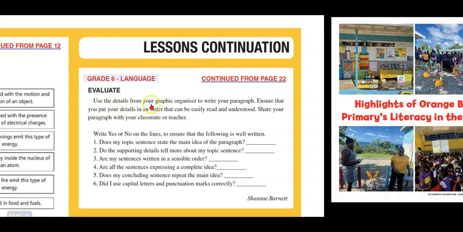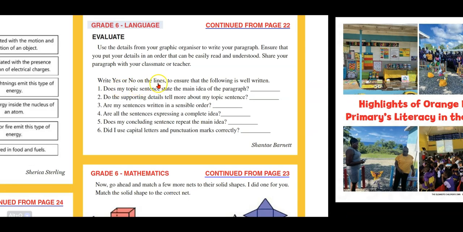Now, use the details from your graphic organizer to write your paragraph. Ensure that you put your details in an order that can be easily read and understood. Share your paragraph with your classmates or your teacher. Write yes or no on the lines to ensure that the following is well written. So 1, does my topic sentence state the main idea? So this is your little checklist, okay? 1, does my topic sentence state the main idea?